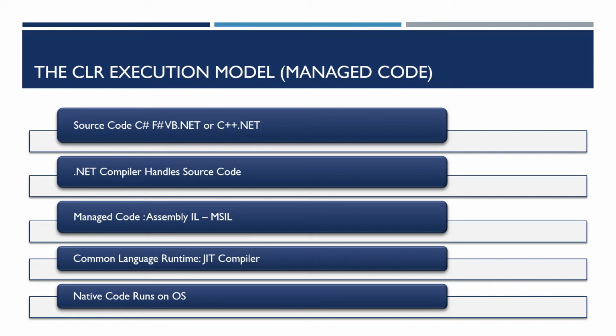So in other words, you write your code, it gets compiled into assembly code, and then the common language runtime compiler, the JIT compiler, turns that code into code that the machine can actually understand and execute. So in the Windows platform case, the bottom line is a .exe or a DLL.